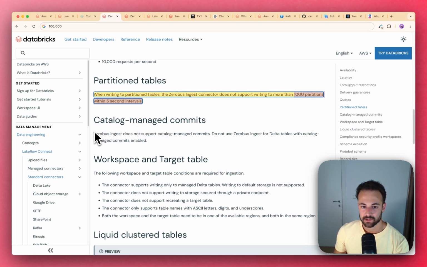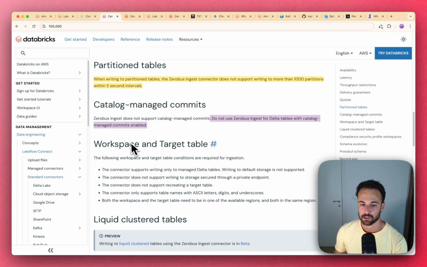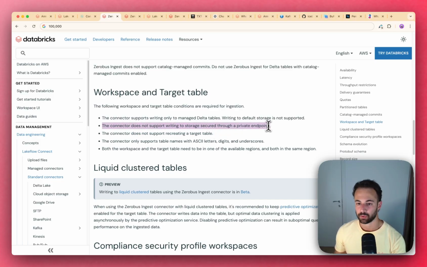Catalog managed commits. Zerobus ingest does not support catalog managed commits. Do not use Zerobus ingest for delta tables with catalog managed commits enabled. Workspace and target table. The following workspace and target conditions are required. The connector supports writing only to managed delta tables. Writing to default storage is not supported, right? The connector does not support writing to storage secured to a private endpoint. That's interesting. Needs to be public. That might be a blocker for some people.